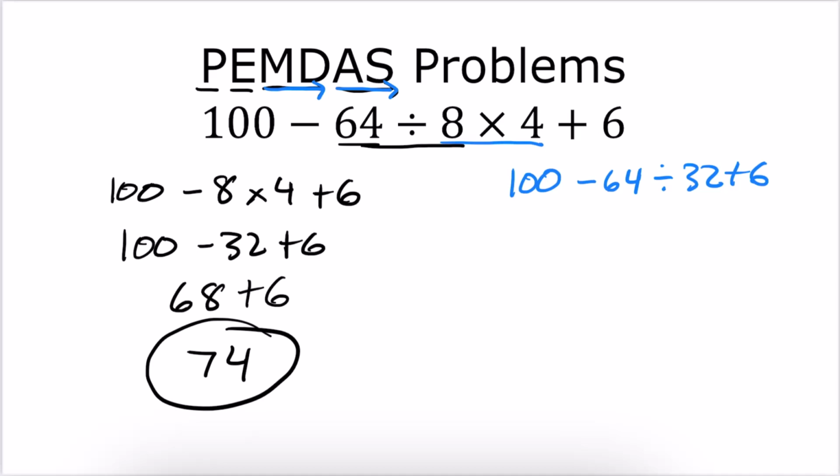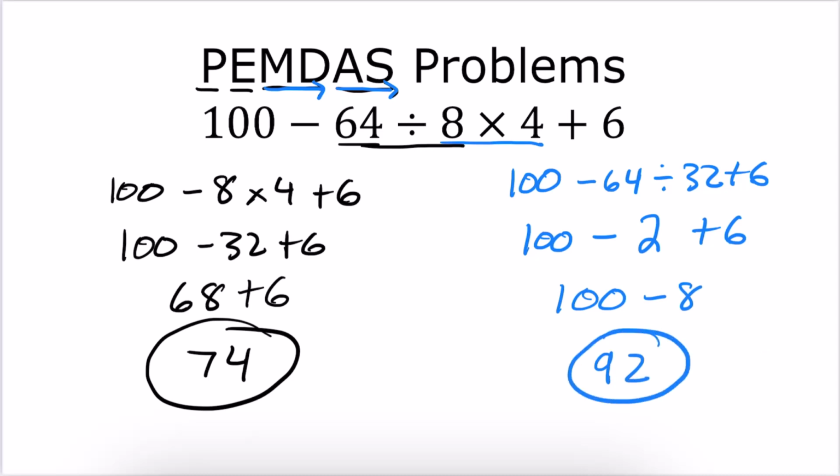And then they'll say, okay, now I don't have any multiplication, but I do have division. So 64 divided by 32 is 2. So I have 100 minus 2 plus 6. And then they'll say, I do have addition. So I'll do 2 plus 6 is 8. That gives me 100 minus 8. And 100 minus 8 is 92. And they'll say that this is the answer. But you can see this is a very different result than the correct answer, which should be 74. And the reason they got a different result was because they didn't do multiplication and division or addition and subtraction from left to right.